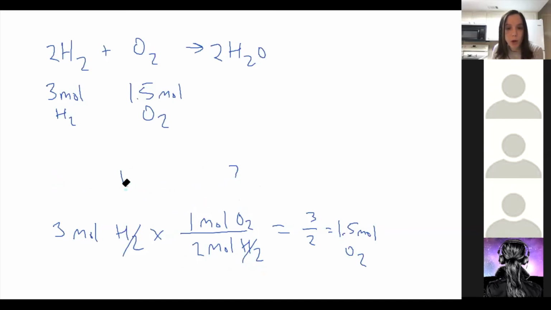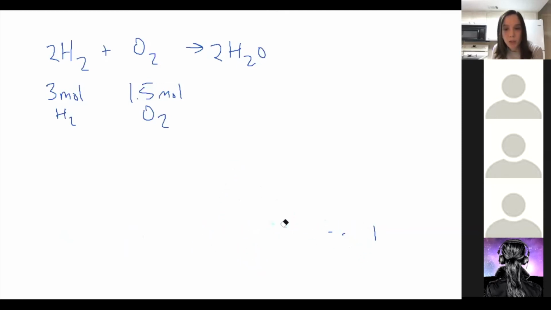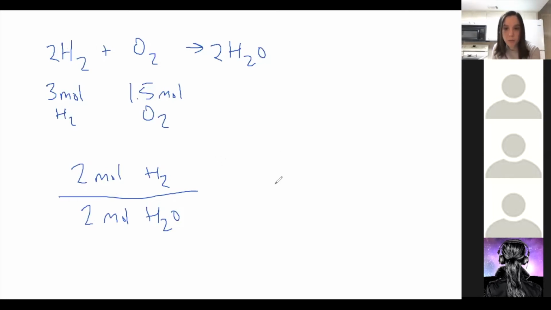So if you wanted to know how many moles of H2O you'd get in this reaction, you would take either one of these reactants and relate it to the product. So we could relate H2 to H2O and say that for every 2 moles of H2, we would get 2 moles of H2O. And that would be our molar ratio between this reactant and that product. You could also relate O2 to H2O and say that for every 1 mole of O2, you get 2 moles of H2O.